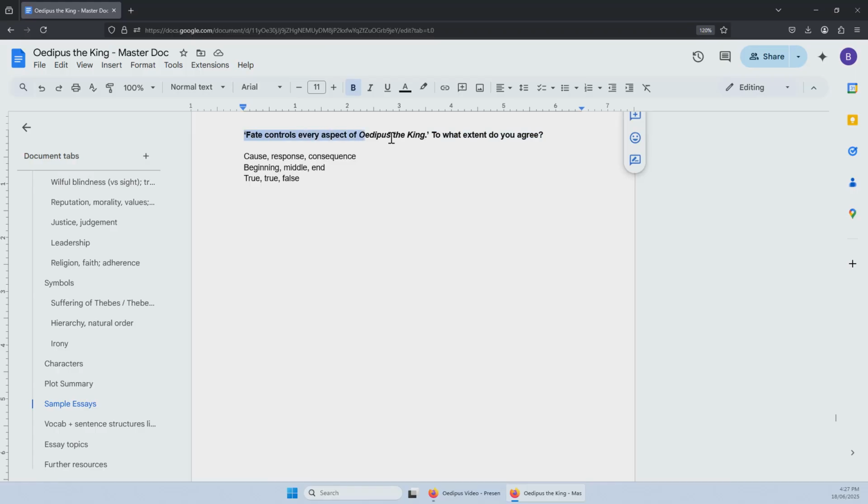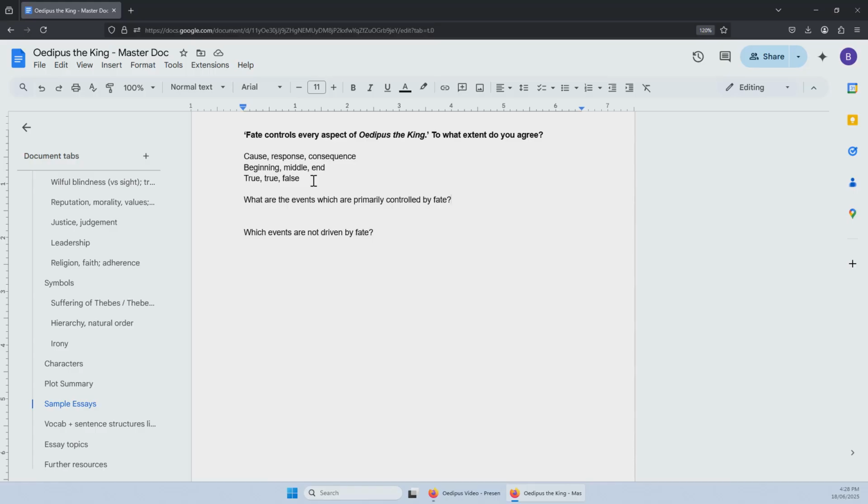So what we need to do is start by brainstorming when this statement is true and when it is false. So when is it true that fate does control every aspect of Oedipus the King? Or what are the events which are primarily controlled by fate? We're going to brainstorm a list for that. And then the other thing we're going to do is consider which events are not driven by fate. And we're going to brainstorm and work out which idea is longer.